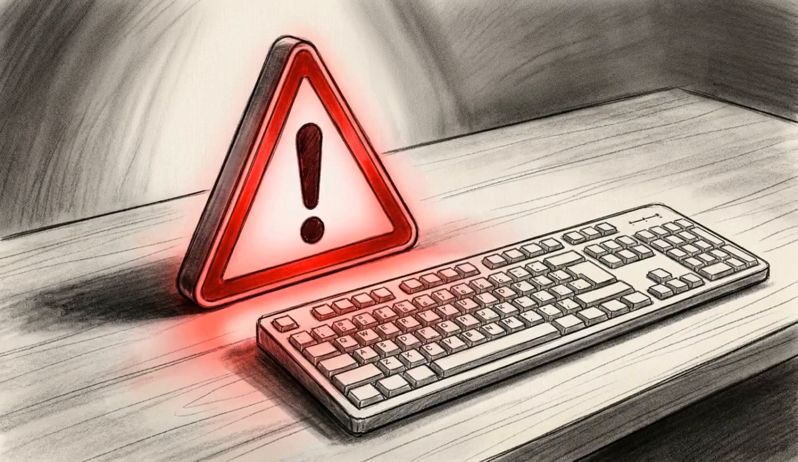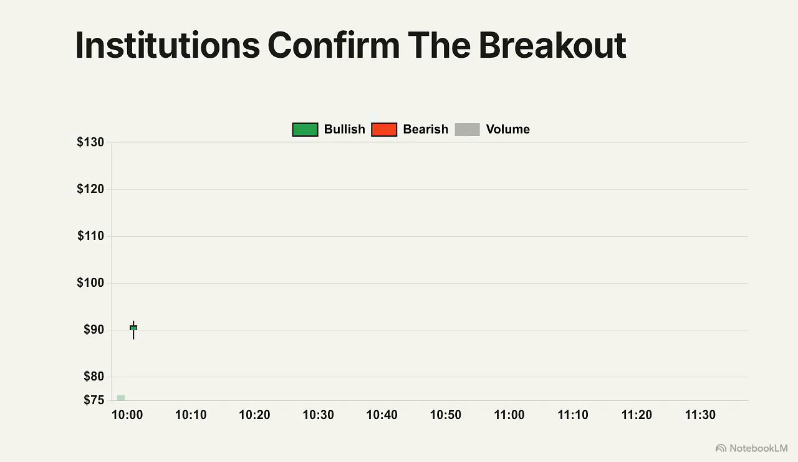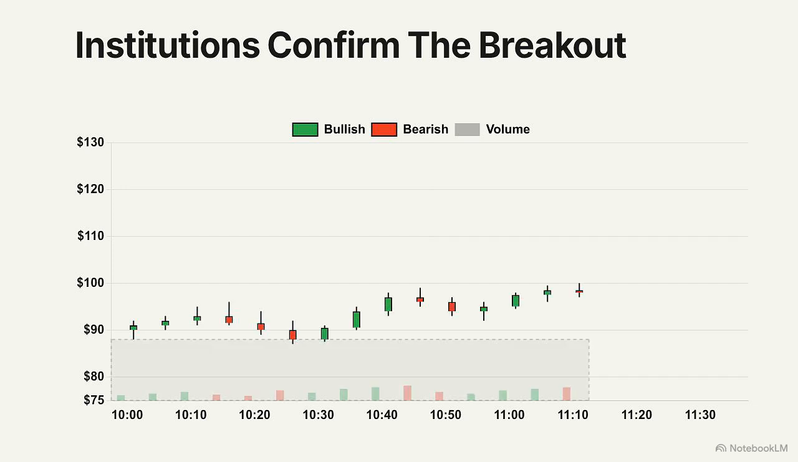But here is a critical warning. A price break alone isn't enough. If it happens on low volume, it's a false alarm that will trap you. To confirm the setup, look at the volume bars. You must see a distinct spike at the exact moment the price breaks resistance, proving institutions are backing the move.